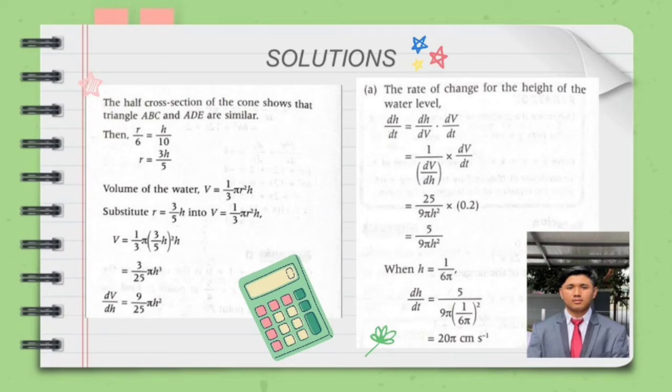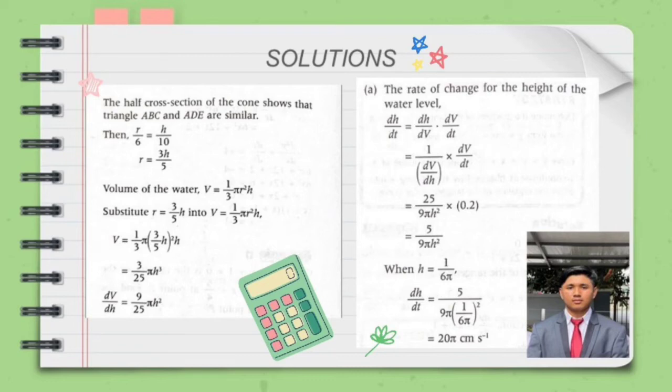What is the problem? The problem is we don't know the value of dh over dv, because before we just got the value of dv over dh. So how can we find the value of dh over dv? We just need to invert it, put it over 1, and it will make 25 on the top and 9 pi h power of 2 on the bottom.